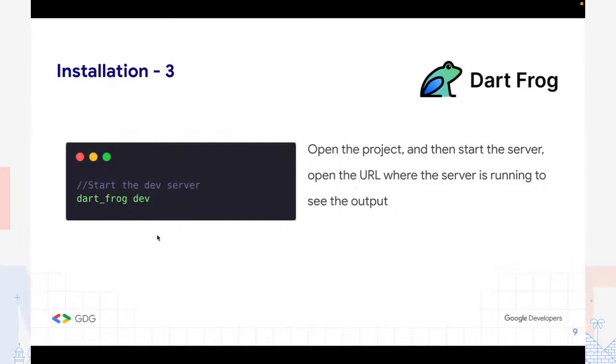This is again a Dart Frog command, which is dart_frog dev. Since we are in the development server, we are going to say dart_frog dev. Now this is going to give you a local host URL where the Dart Frog project is running. Once you open this URL, you can see how the Dart Frog app is running. All of the changes can be viewed there.